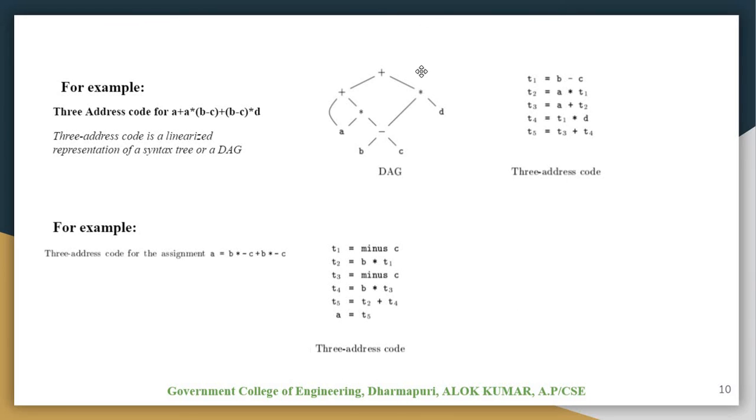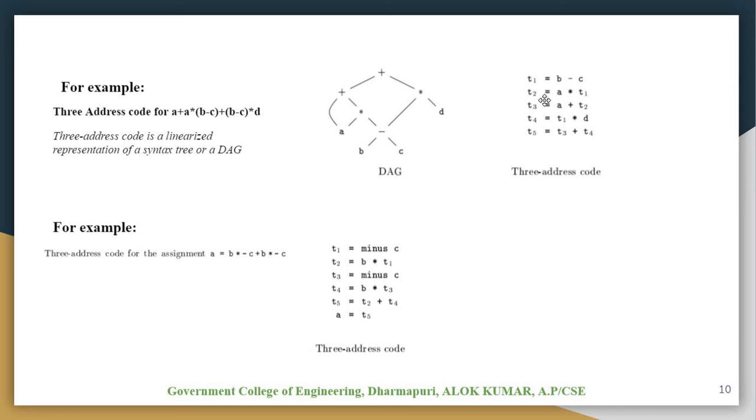So here we can see this three address code with the help of an example. Suppose we have the expression a plus a into b minus c plus b minus c into d, and we have to write the three address code for the given directed acyclic graph. So how will we write the three address code? We write b minus c in some variable t1, and this t1 we multiply with a. So here we can write a into t1.